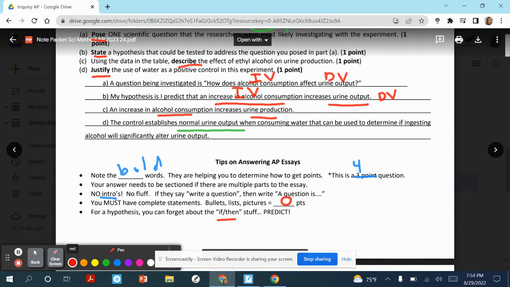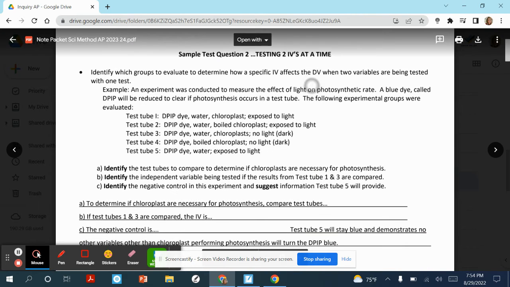Remember, you don't have to use if and then. All you need to do is talk about how the IV is changing or being changed and then predict about the DV. All right, moving on.